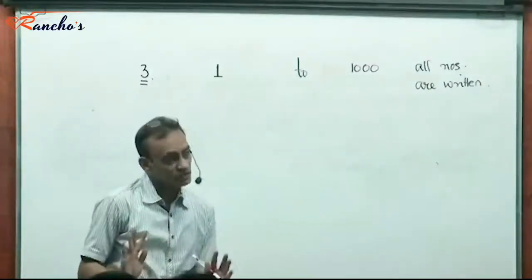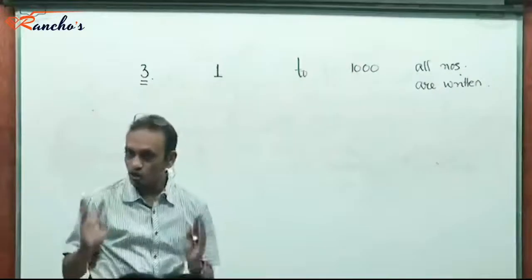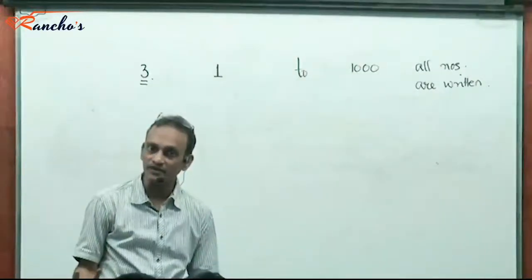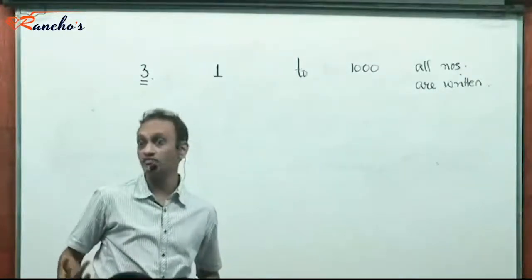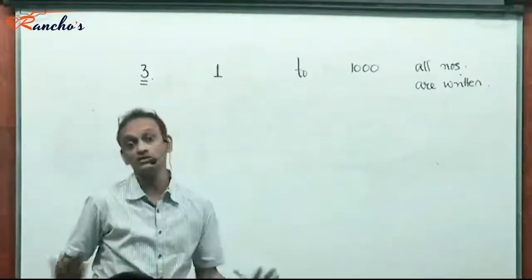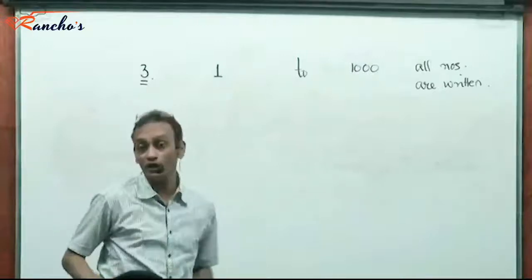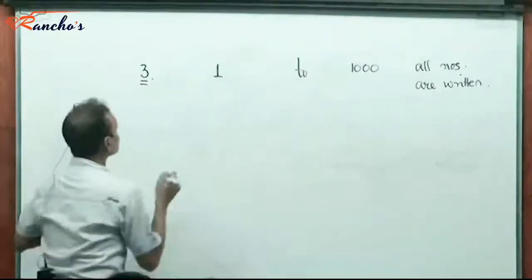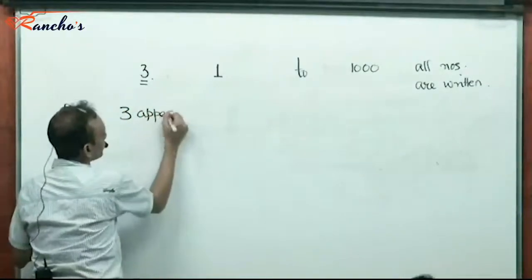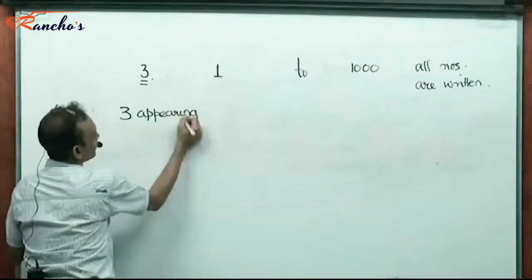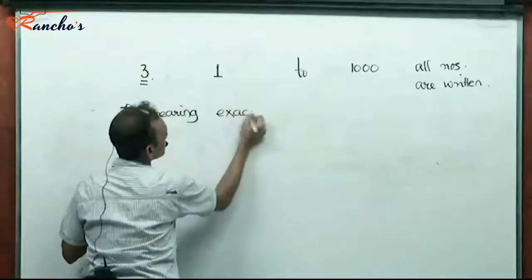3 appearing once would be one set of cases. 3 appearing twice would be the second set of cases. 3 appearing thrice would be the third set of cases. These are cases and they will all add up to the required number, right? So now 3 appearing exactly once.